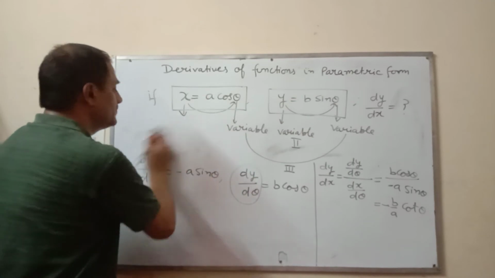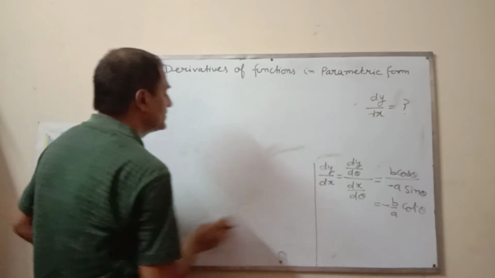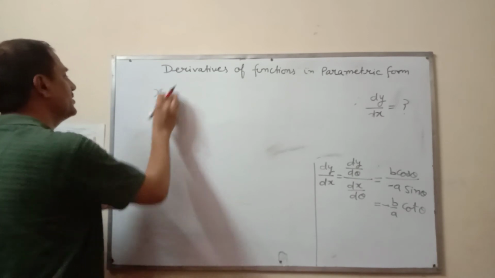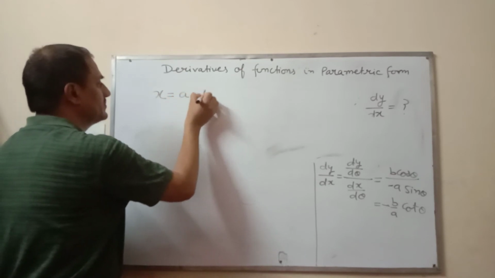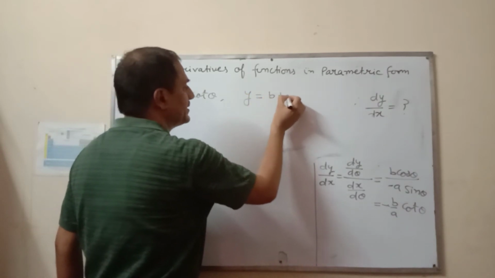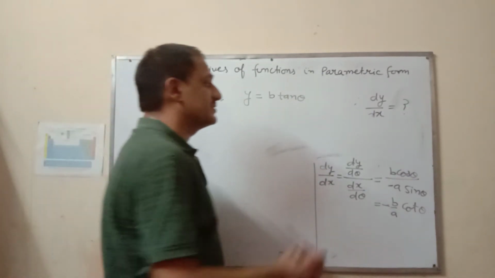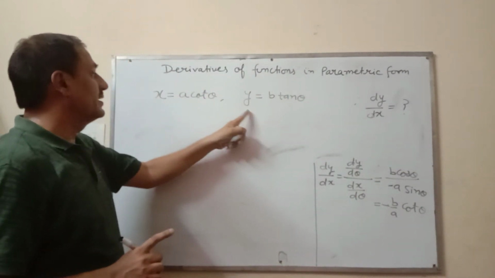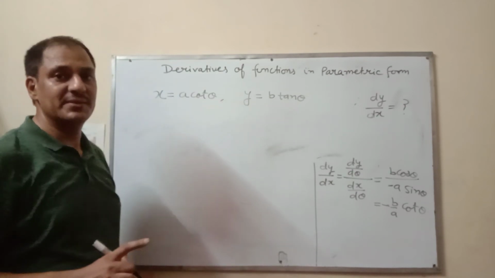Okay. Now I am taking another example. If x is equal to a cot theta, and y is equal to b tan theta, children, can you find dy dx? Yes. Here, this is the parametric form because one variable is x, another variable is y. Here, x is related with theta and y is also related with theta. Theta is the third variable.